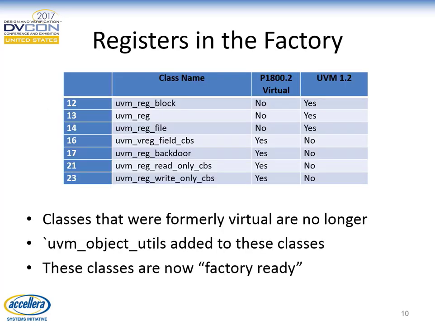The other big change was, again, kind of a cleanup, to take various base classes and make them factory enabled. Formerly these were all virtual classes. They're not virtual classes anymore. They're regular classes, and they have the uvm_object_utils macro added, so now they can be used in the factory. So all these things that previously were not able to be used in the factory are now factory enabled.